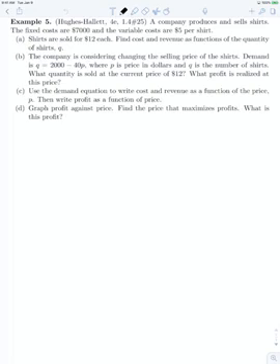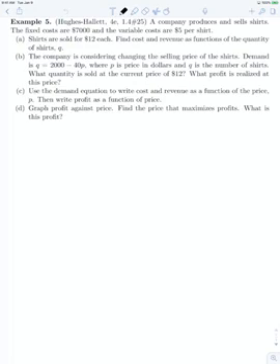A company produces and sells shirts. The fixed costs are $7,000, and the variable costs are $5 per shirt. Part A, shirts are sold for $12 each. Find cost and revenue as functions of the quantity of shirts Q. So in this part, we're just doing cost and revenue functions. In some of the other parts, we will combine that with supply and demand and do something different.